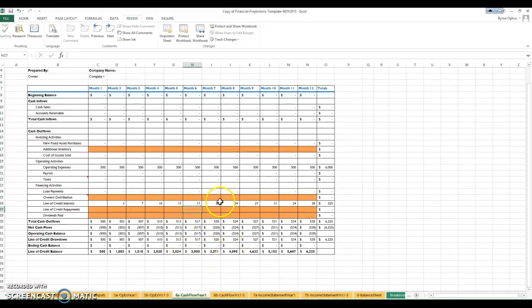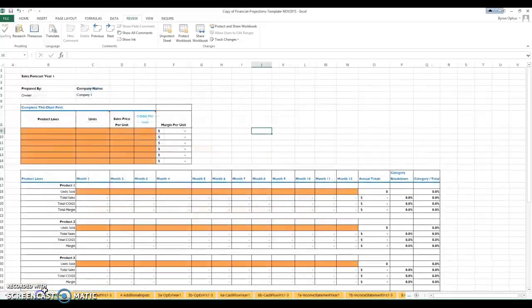Okay, and it's also charging some interest, so I've got interest. Now, let's say in my sales forecast, let's just go sales price per unit 1, and my cost is 50 cents. Okay, and I'm going to sell a few of those here.